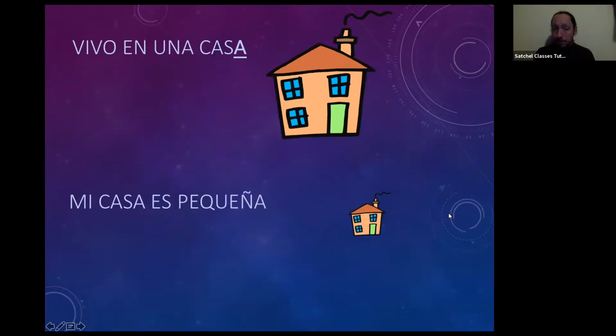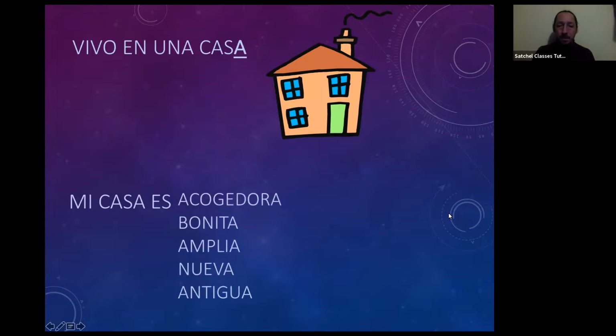But if the house is small, we do have to make a change at the end of the word. Pequeña. That means small, feminine. Now, we do have in Spanish more words to describe a house. We can say acogedora, bonita, amplia, nueva, antigua. Now, all of these words describe a house. I'm going to translate them for you. Acogedora means comfortable. Very good word to practice your Spanish pronunciation. Bonita means beautiful. Amplia means wide. Nueva means a new house. And antigua means old.